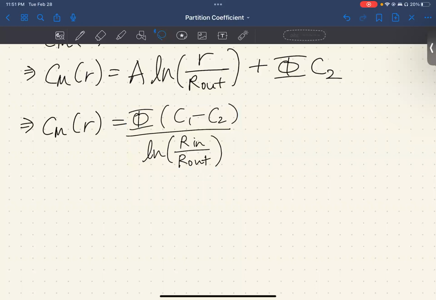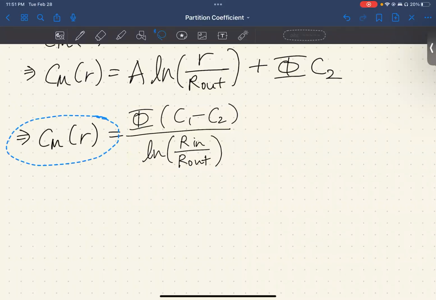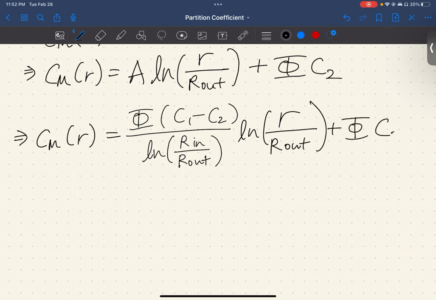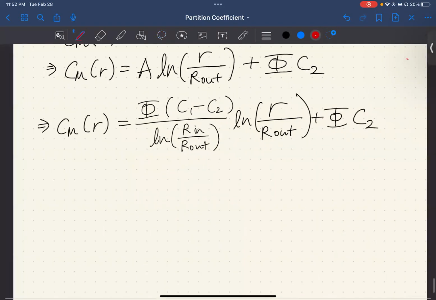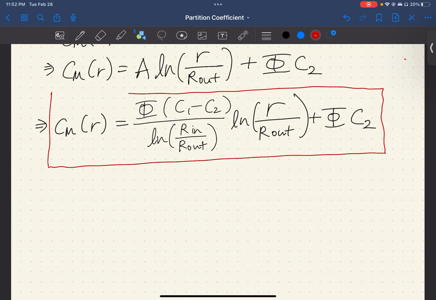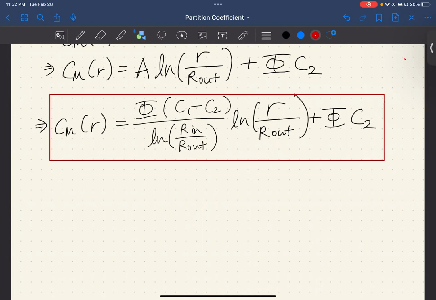It's going to be A, remember, this is A, times our natural log of R over R out, plus partition coefficient times C2. We just derived the expression for the concentration profile in the membrane, okay? Boom.